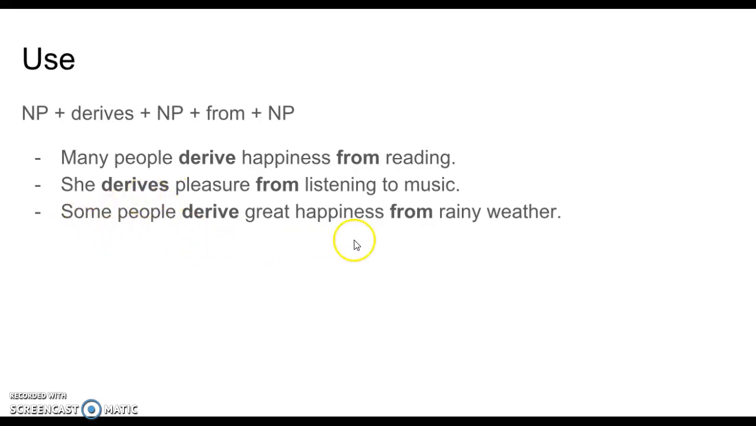Some people derive great happiness from rainy weather. So in other words, some people, they gain or their happiness comes from rainy weather. So those are just two of the more common ways to use the word derive.